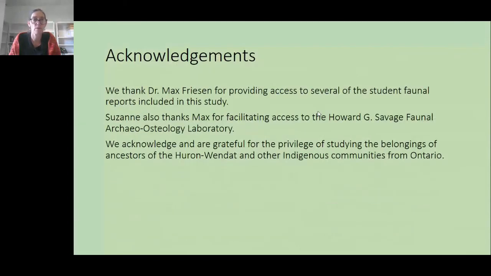Okay, so I want to thank Max Friesen for providing access to several of the faunal reports. This was actually done during COVID, so he had to go in and get them when everything was closed down. We'd like to thank Max for access to the faunal lab, and we acknowledge and are grateful for the privilege of studying belongings from the ancestors of the Huron-Wendat and other Indigenous communities in Ontario. Hopefully I didn't go too long.